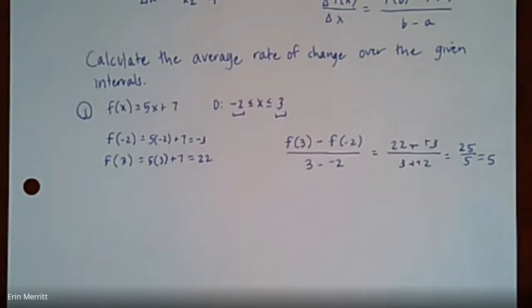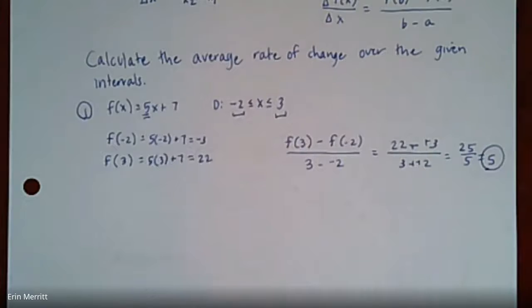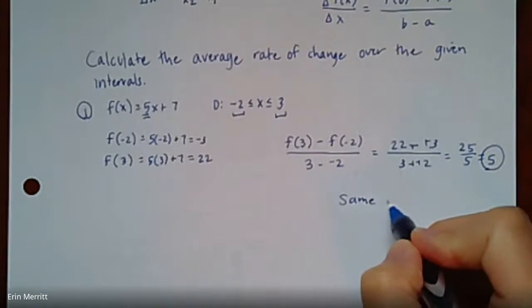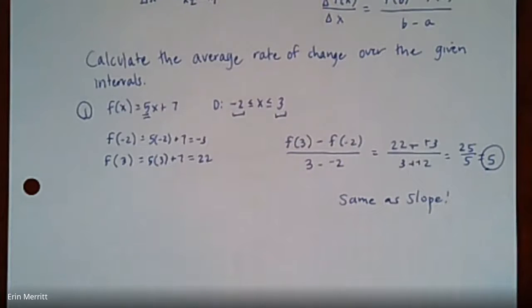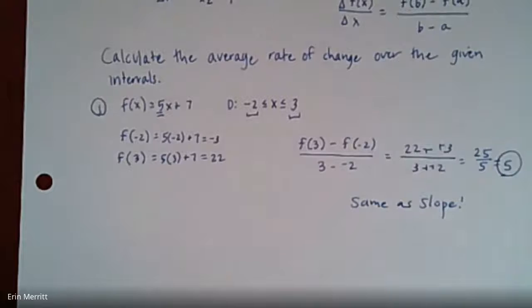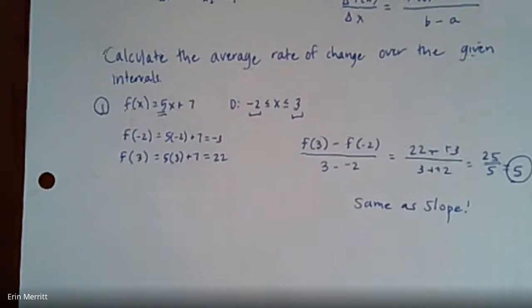and we come out with 5. This should not be surprising because when you think about it, if average rate of change is synonymous with the slope, and this is a linear function, there's the slope right there. So it's the same as the slope. So any linear function I give you, if I ask you for the rate of change, you can just tell me, hey, I don't even need to show the calculation no matter what the domain is. It is just whatever the slope is.